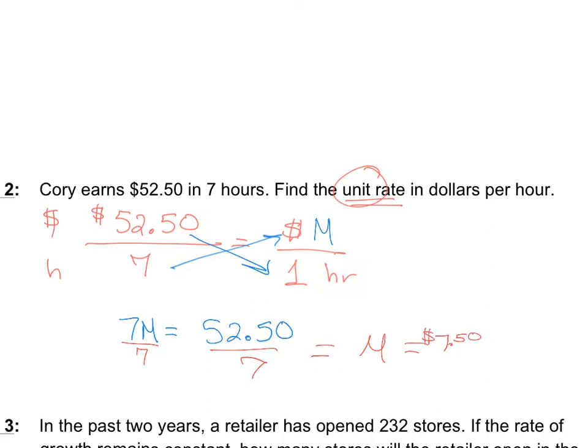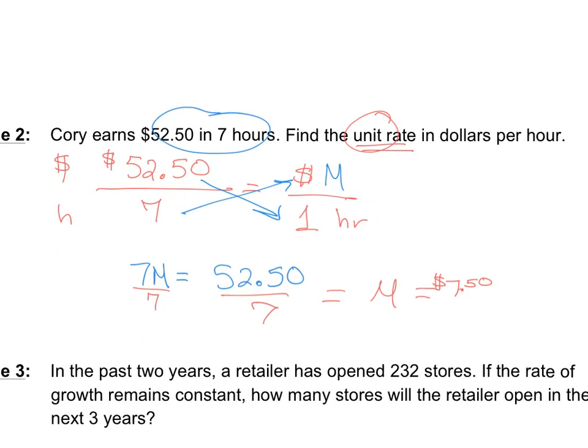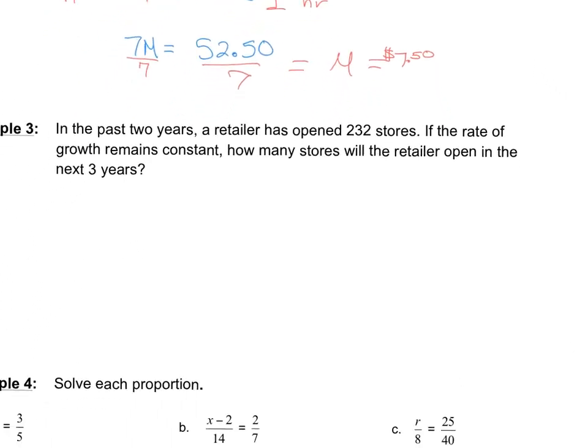Now, you could have gone from the very beginning and understood that if it's $52.50 in 7 hours, you can just divide. But I do want to make sure that you understand the process of setting up the proportion with the equation. Let's look at the next one.